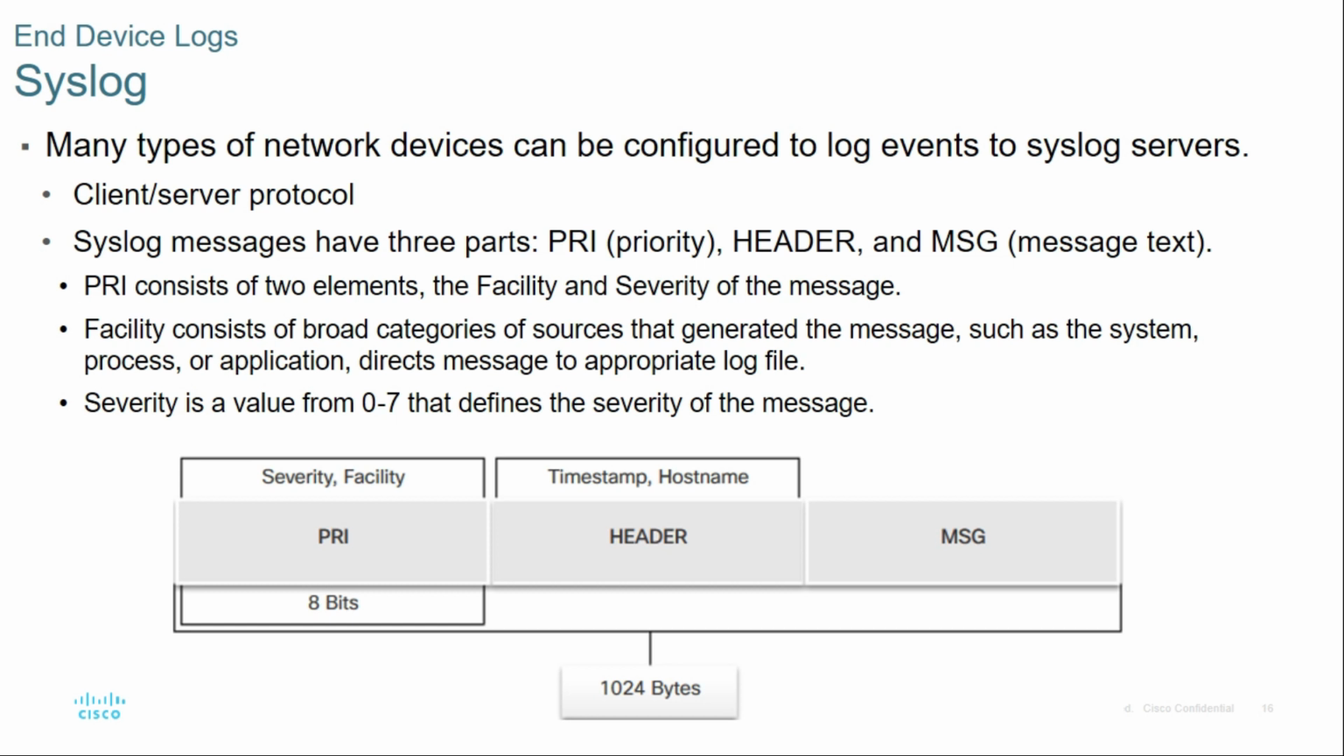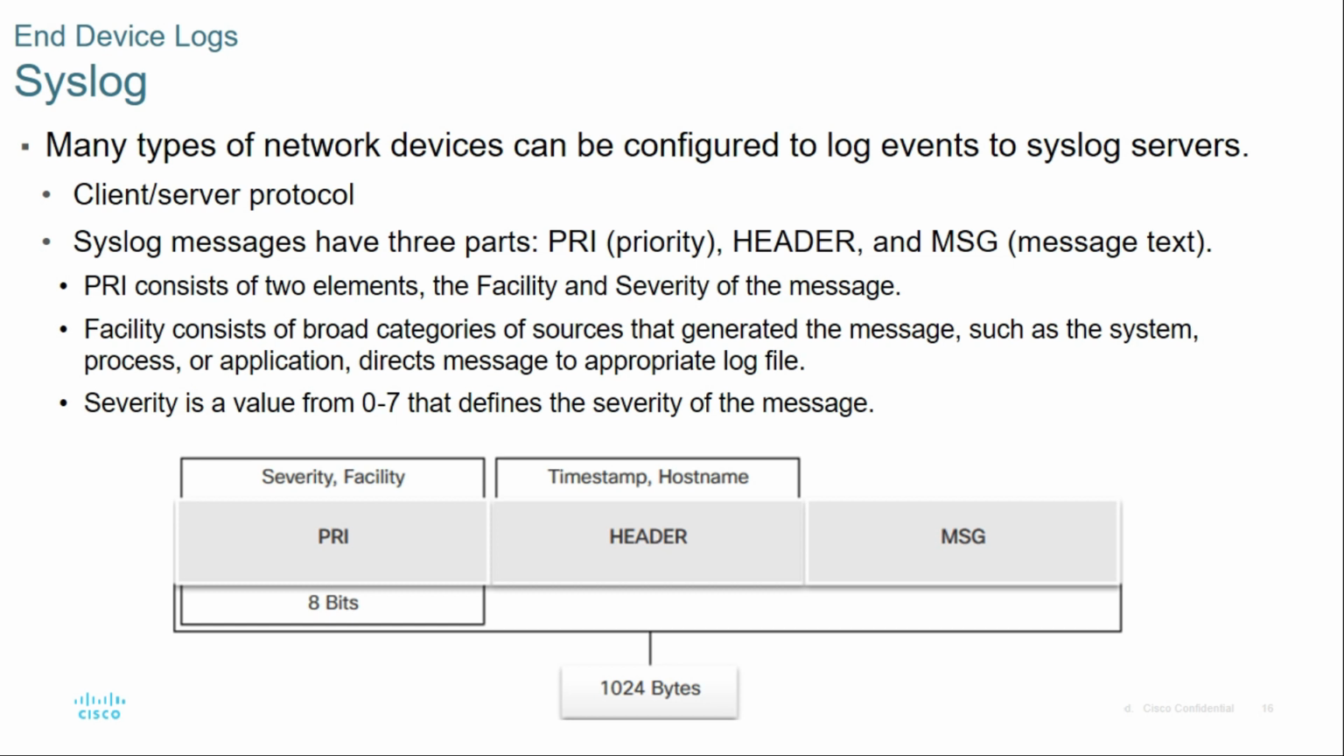Syslogs. Many types of network device can be configured to log events, so syslog servers use a client-server protocol. Syslog messages have three parts: PRI (priority), header, and message text. PRI consists of two elements: the facility and severity of messages.